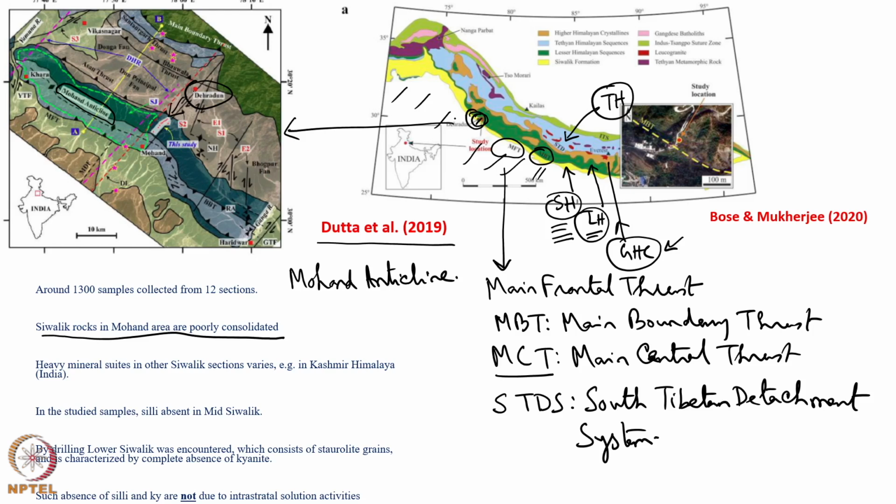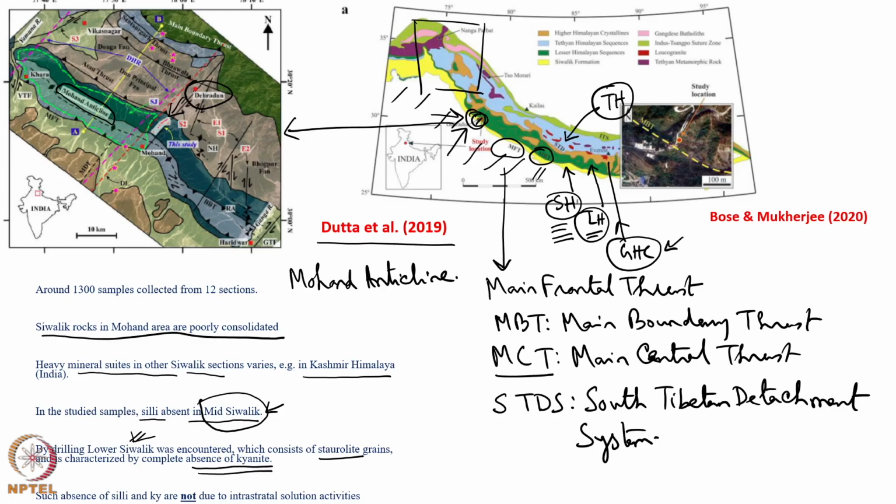So, we are studying in this portion. Also note that there are other studies of heavy mineral from the Shivalik sections in the Kashmir Himalaya. In the studied section, which means in this area, Mohand region, sillimanite is absent in the middle Shivalik. Now, by drilling in the Mohand area, lower Shivalik rocks have been encountered, which consist of staurolite grains characterized by complete absence of kyanite. The lower Shivalik rock in this area is characterized by complete absence of kyanite grains.